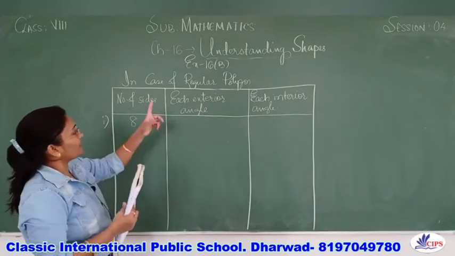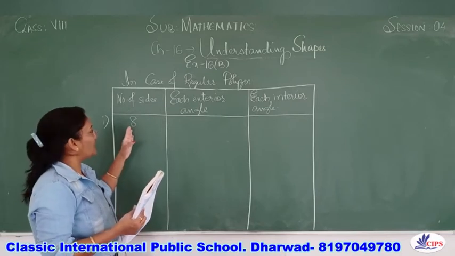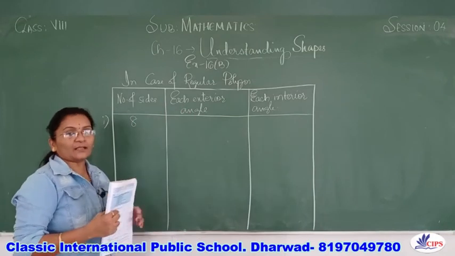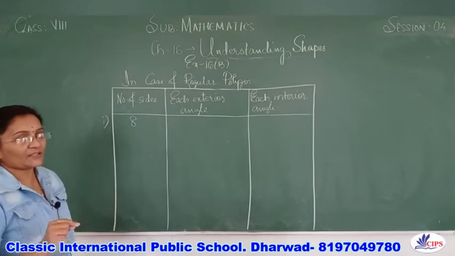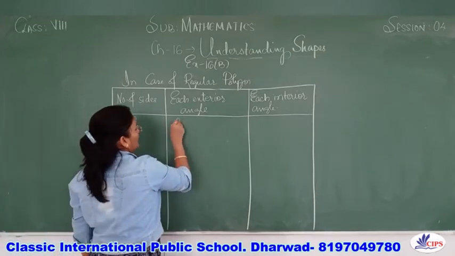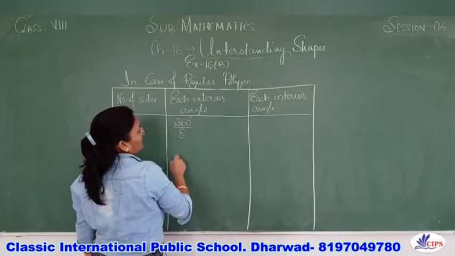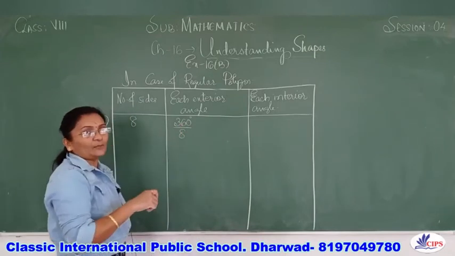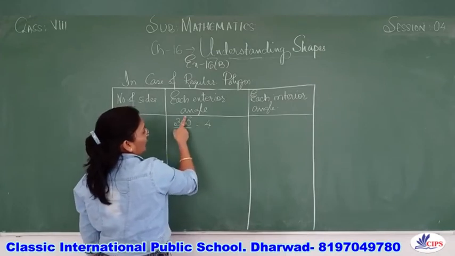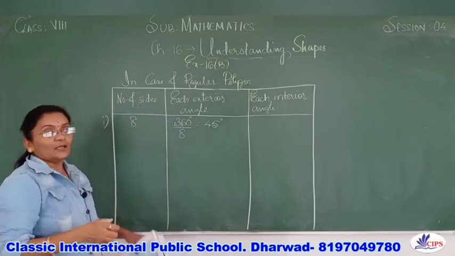8. So that regular polygon has 8 sides, and you need to find the exterior angle. How to find the exterior angle? You know the measure of the total exterior angle, isn't it? It's 360 degrees, and you know the number of sides, that is 8. So divide 360 by 8. How much do you get? 8 4s is 32, 4 will be left, 8 5s is 40. So this will be your exterior angle.